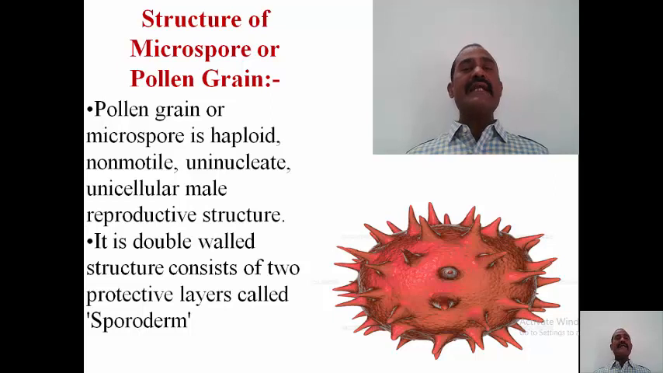If we see a single pollen grain or single microspore, here you can see a single pollen grain shown in the photograph. Pollen grain or microspore is a haploid, non-motile, uninucleate, unicellular, male reproductive structure. Mind it well, in angiosperms, pollen grain is a haploid, non-motile, uninucleate and unicellular structure. It is double-walled. It is surrounded by 2 walls, and these 2 walls are called sporoderm. Spore means the gamete and derm means skin. So they have 2 skins, double layer, and that's why these 2 layers are called sporoderm.